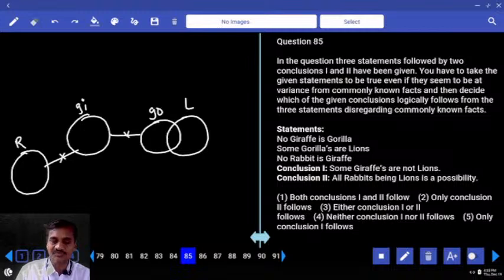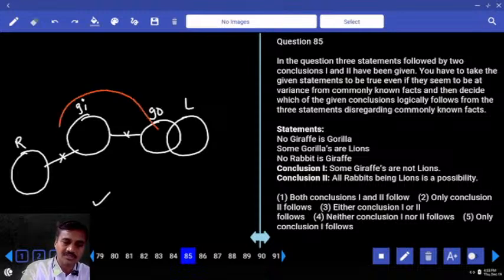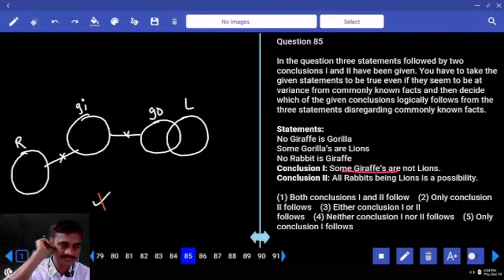And some giraffes are not lions, that is true. And now we need to prove all giraffes are lions. All giraffes are lions, is it possible or not? Can I write lion like this or not? Now these two cannot be intersected, giraffe and gorilla, they were not intersected. Without intersecting these two, I am able to prove all giraffes are lions. That means if all giraffes are lions is true, then some giraffes are not lions will definitely be false. Alternate diagram true, previous conclusion false.